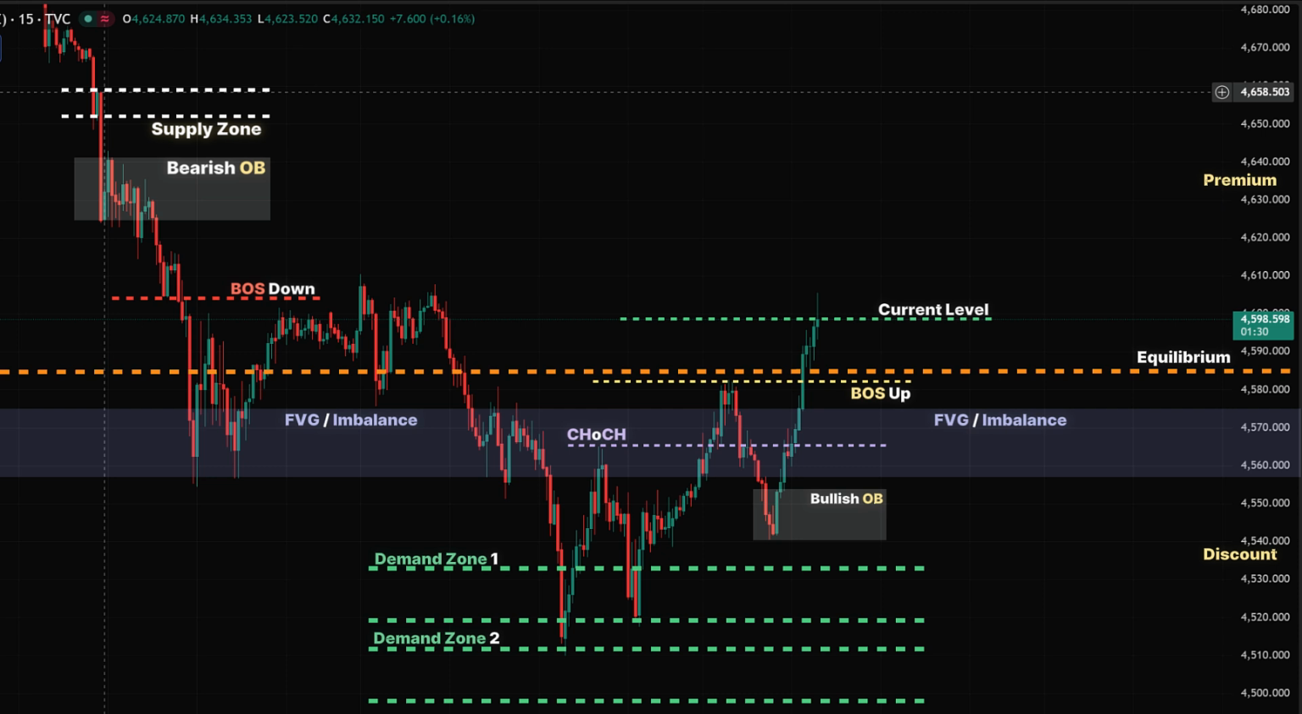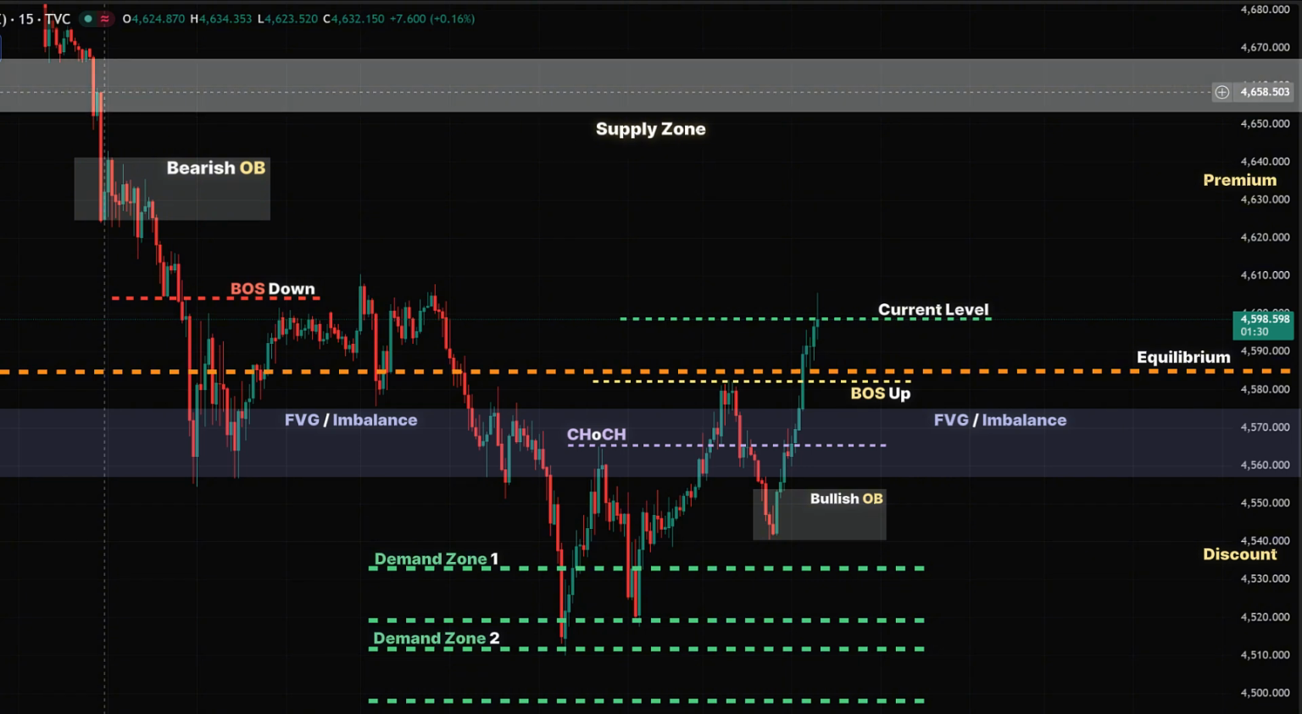The supply zone above is also important. If price continues upward, the next major area where sellers may appear is the upper supply zone, around 46.55 to 46.68. That would be a logical target area, or at least an area to be careful around, because it is where the previous sell-off began.